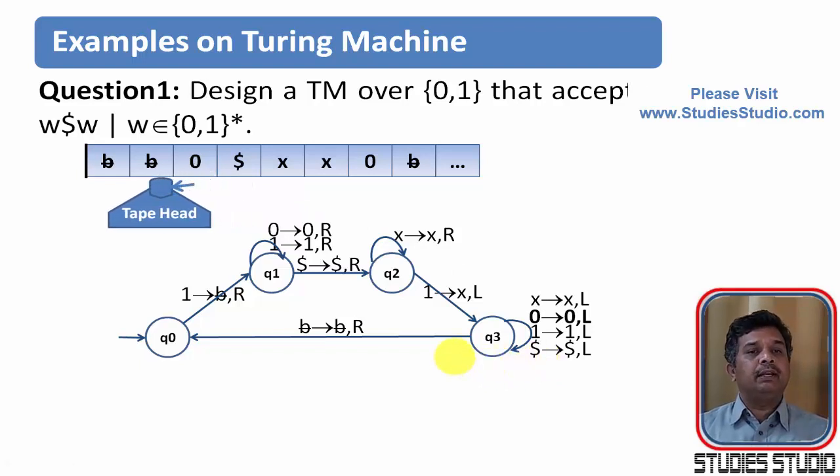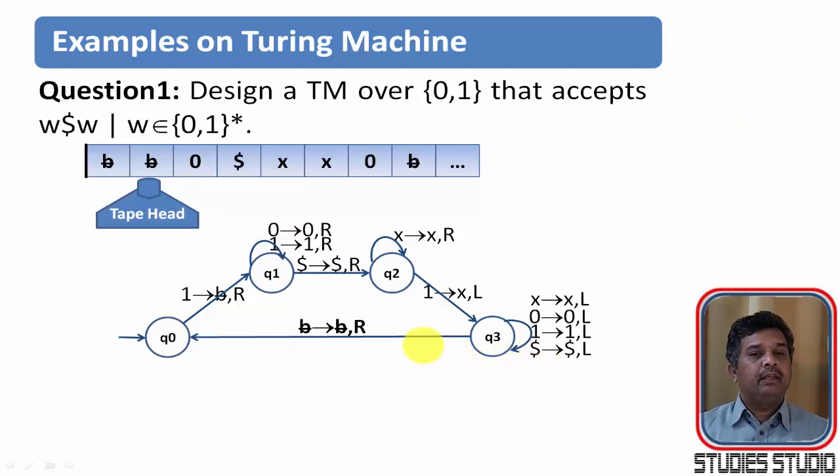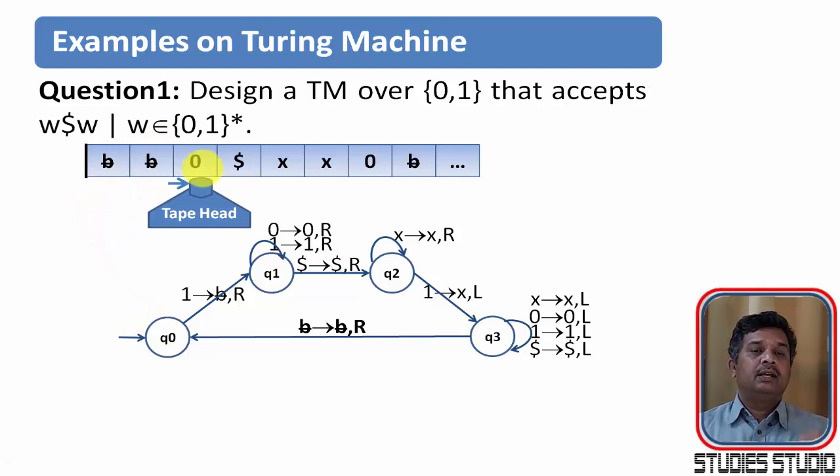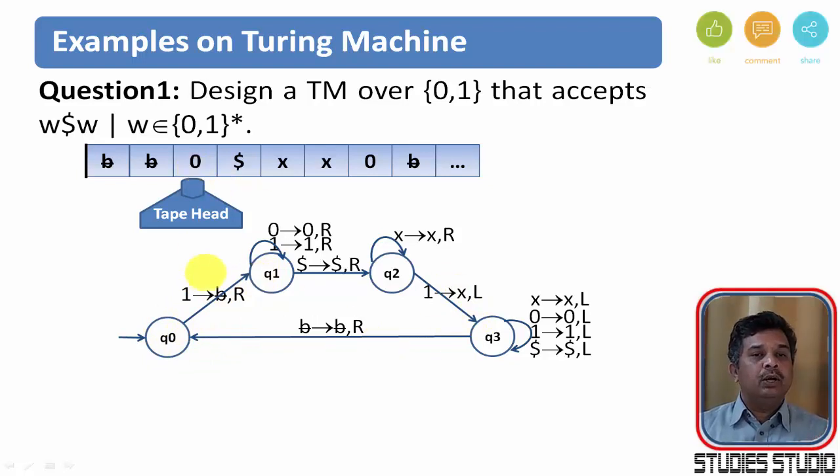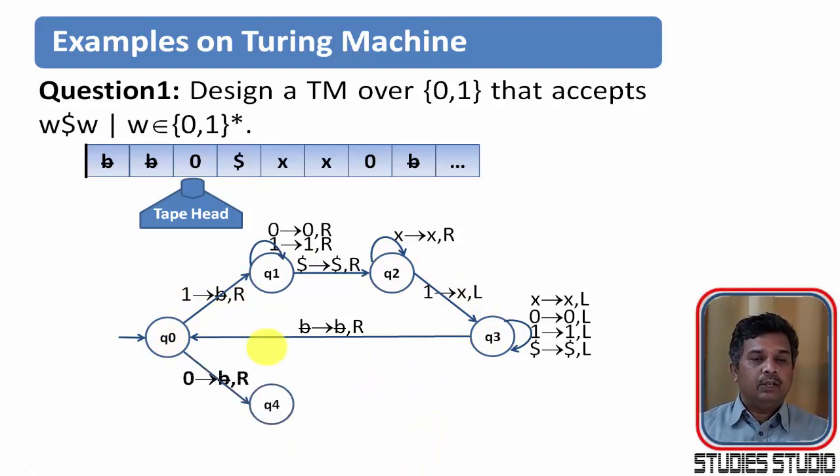Now the input symbol is blank. If blank appears, I'll write blank and move right. This will give me the next string element of the first string. Now I am getting a 0. Now I have defined this path for if I am getting 1, what happens? Now if I am getting 0, the same path I'll get with 0 here. You see here, if I am getting a 0, I'll write blank and move right.